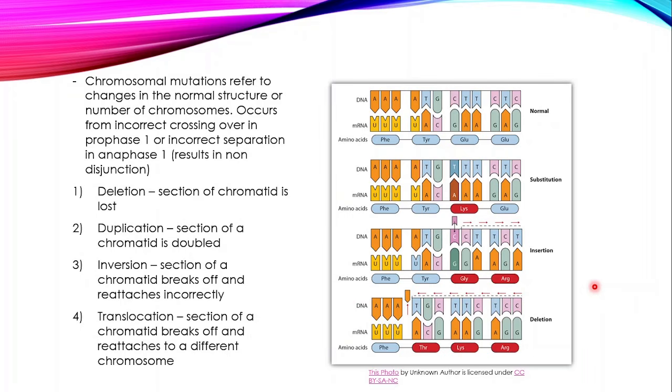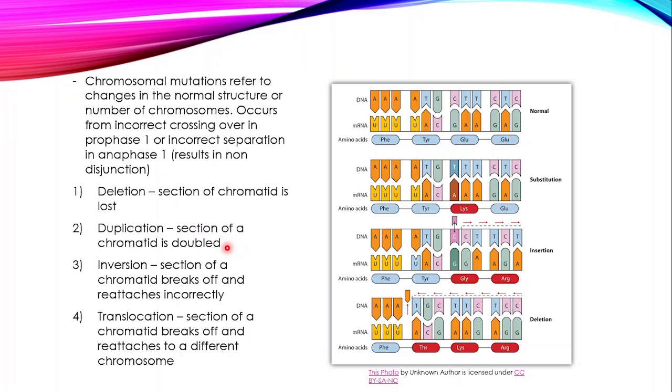Then we get chromosomal mutations, which refer to changes in the normal structure or number of chromosomes. It occurs from incorrect crossing over in prophase 1 or incorrect separation in anaphase 1, which results in non-disjunction. If you don't understand this, then you can go watch my meiosis video. So basically what happens here, deletion, a section of chromatid is lost. Let's see, deletion here. So this is now completely lost. So this section of the chromatid is gone, okay?